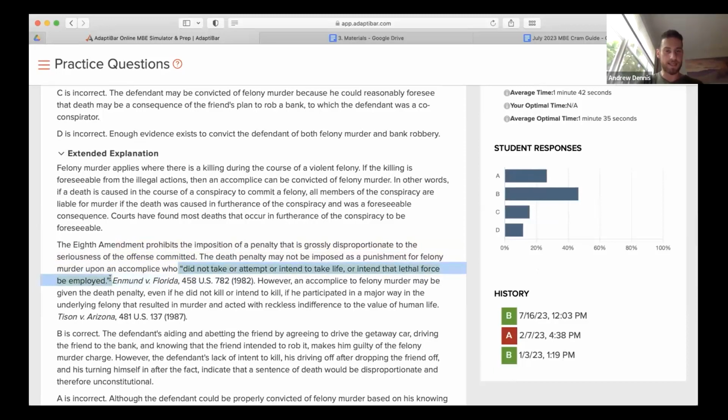Did not take or attempt or intend to take a life or intend that lethal force be employed. So take or attempt, that's pulling the trigger or whatever. However, an accomplice to felony murder may be given the death penalty even if he did not kill or intend to kill, if he participated in a major way in the underlying felony that resulted in murder and acted with reckless indifference to human life. So they've kind of stretched it out where you don't even have to be the killer, you just have to be a major participant or the killer.